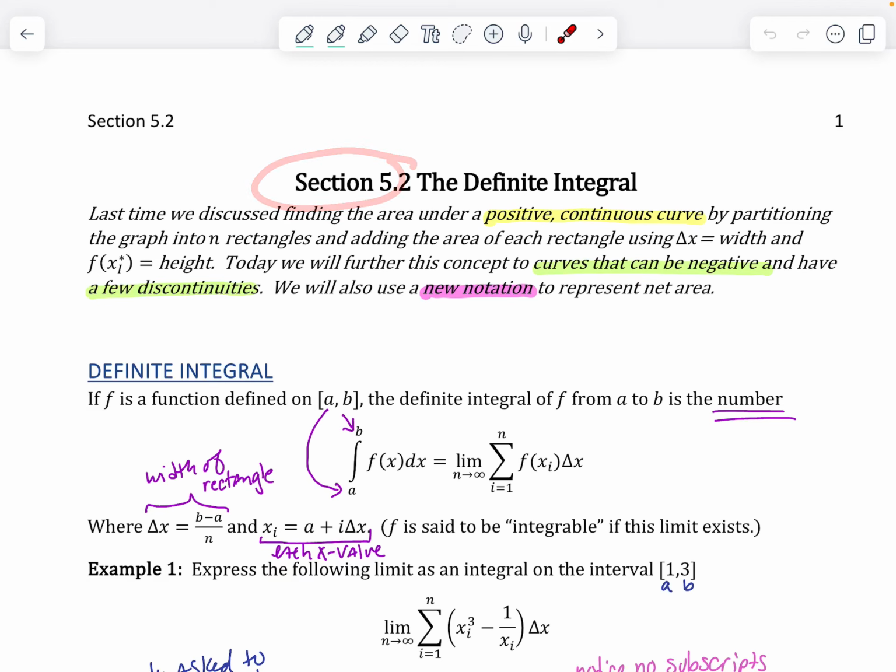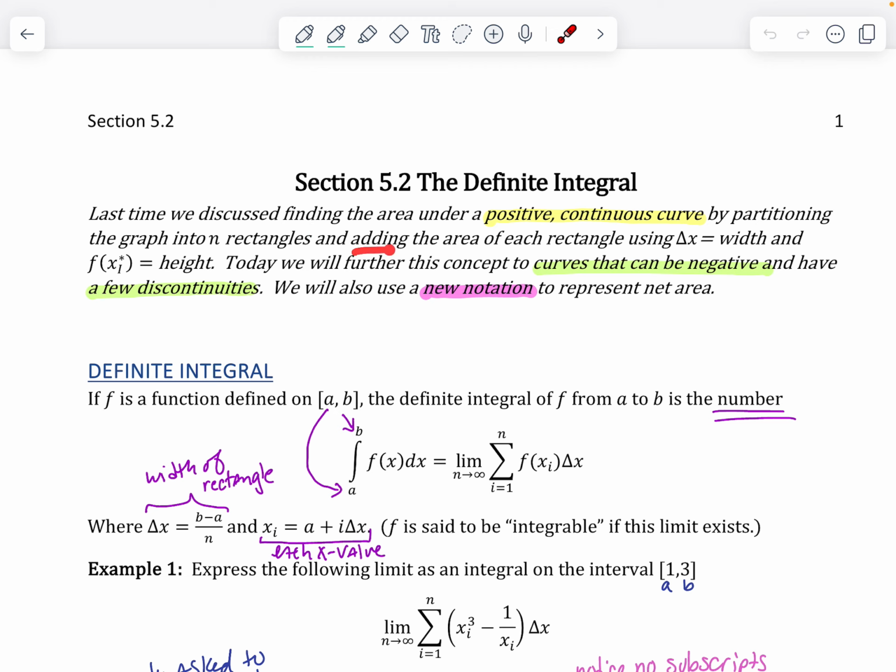Section 5.2, page 1, the definite integral. So we had previously discussed finding area under a curve, specifically a positive continuous curve. And we did this by breaking the curve into various rectangles, a different amount each time possibly.